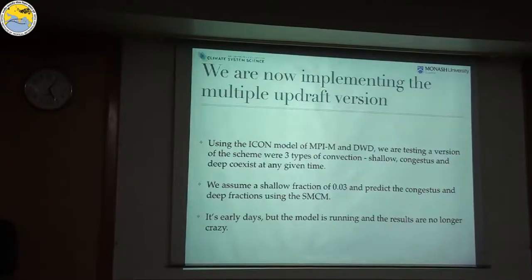Shallow we do very simple. We assume a constant fraction of 0.03, which is backed up by LES results. As a first attempt, that's good enough. It's not what we will do in the long run, but for starters, it's good enough. And the congestus and deep fractions we predict using this stochastic multi-cloud model. It's early days, but it's no longer crashing, so we can start looking at the results, and we are.